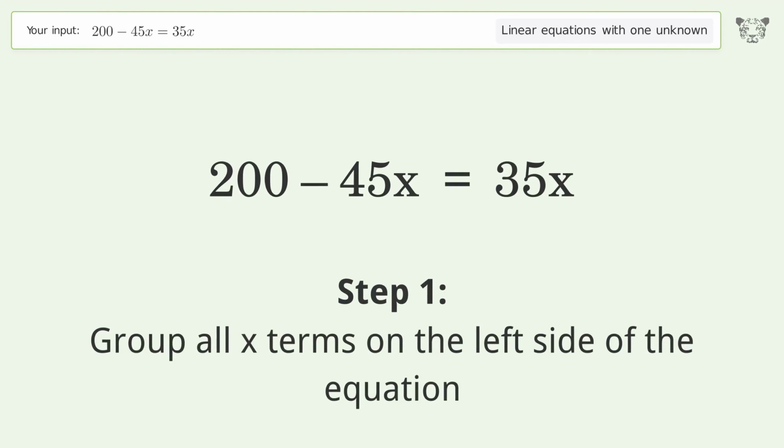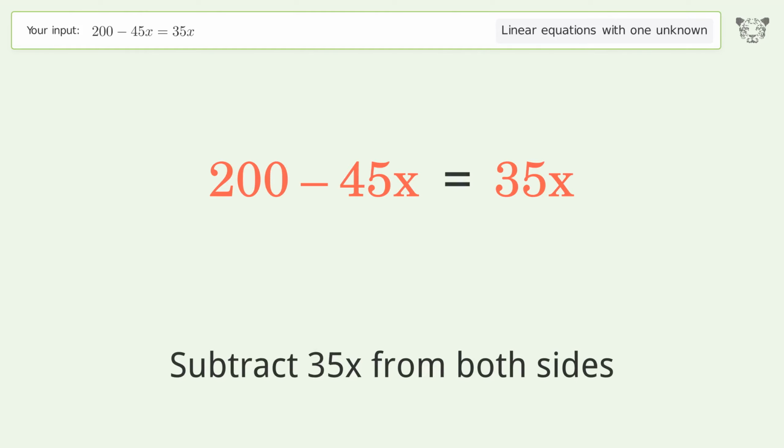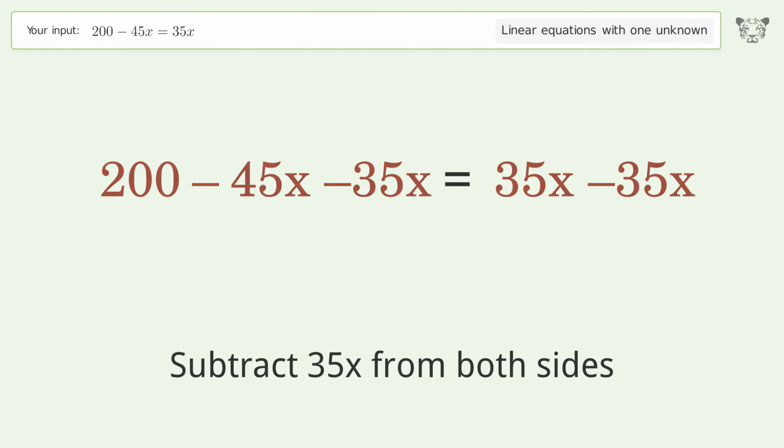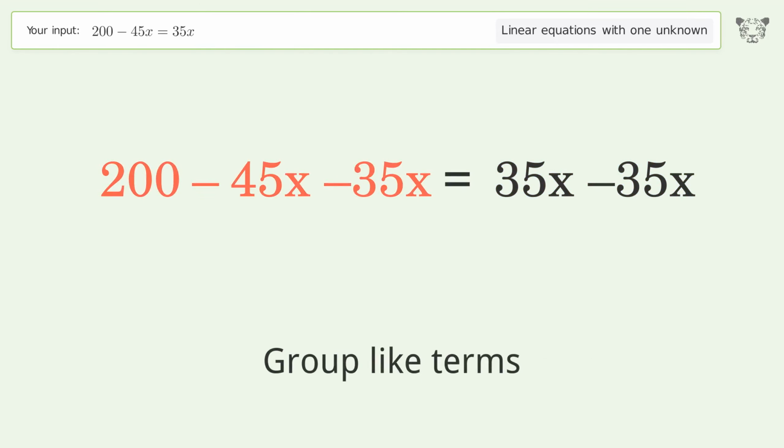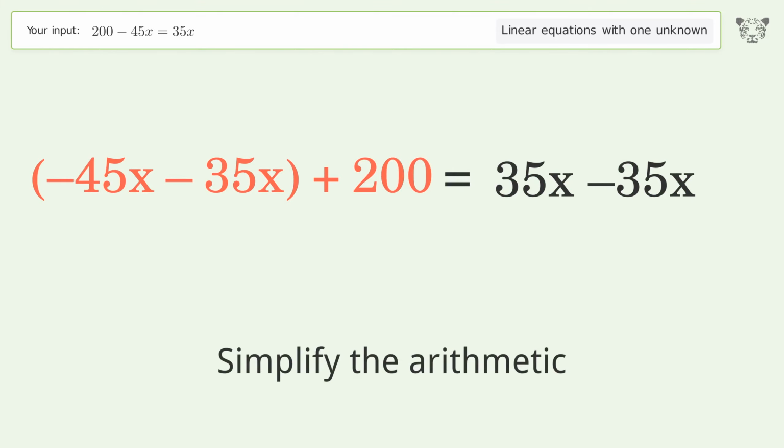Group all x terms on the left side of the equation. Subtract 35x from both sides. Group like terms. Simplify the arithmetic.